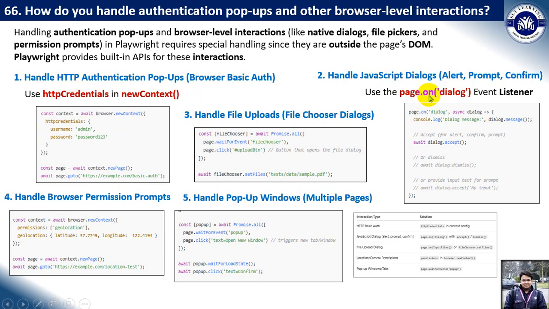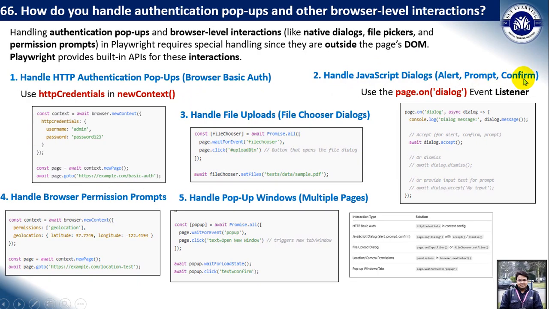Then handle JavaScript dialogs. How you can handle JavaScript dialogs like alert, prompt and confirm messages. For that one we have already seen in detail in a previous question: page.on and dialog. This will help you to handle all the pop-ups. Either you can accept, you can dismiss, or you can enter text into the pop-up as well. Okay, so page.on and slash dialog. This is the syntax that you need to use, like this way: page.on('dialog'), and this is the dialog method, and after this you can provide all the actions that you need to perform on the dialogs.